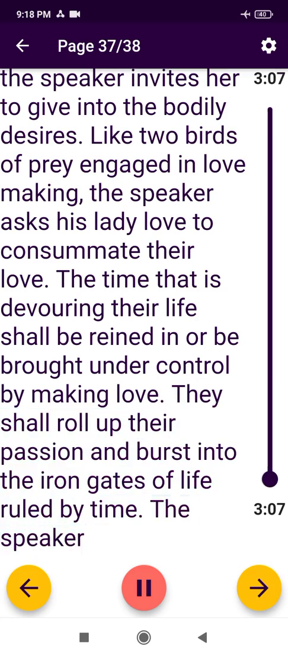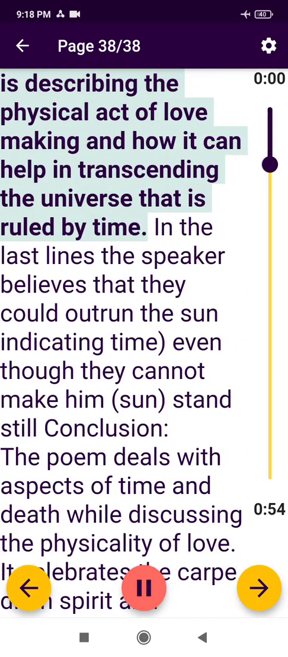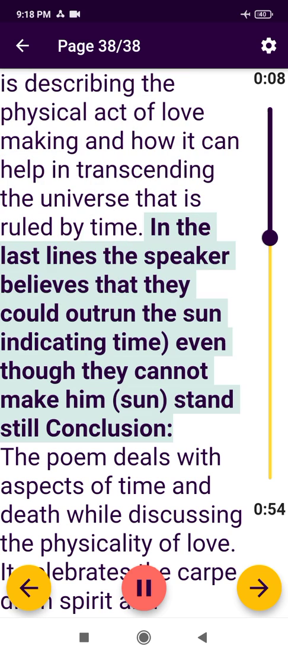The speaker is describing the physical act of lovemaking, and how it can help in transcending the universe that is ruled by time. In the last lines, the speaker believes that they could outrun the sun indicating time, even though they cannot make him, sun, stand still.